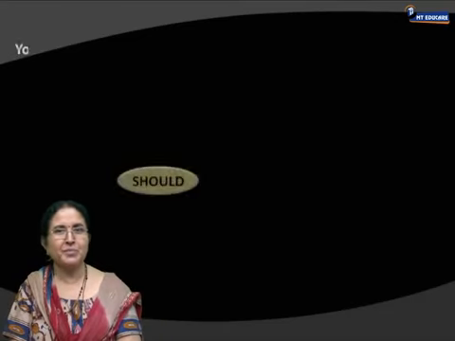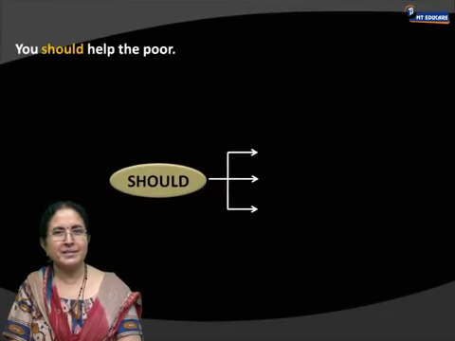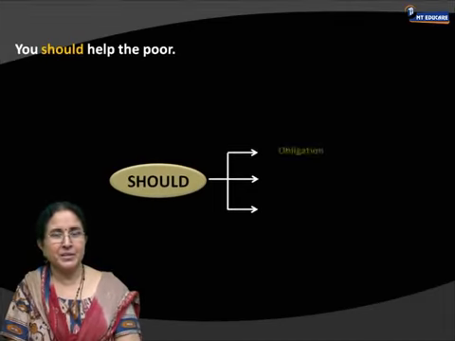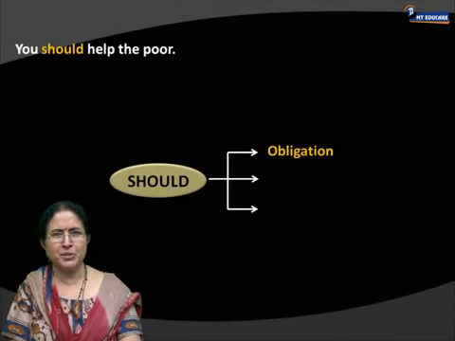Okay, now we come to should. Of course, you know one of them. Should is advice. And second, now see the first sentence: you should help the poor. It's a kind of an obligation. There is no written rule. Government doesn't say if you don't help the poor, you'll be punished, you'll be put in jail. So see, there is no compulsion.